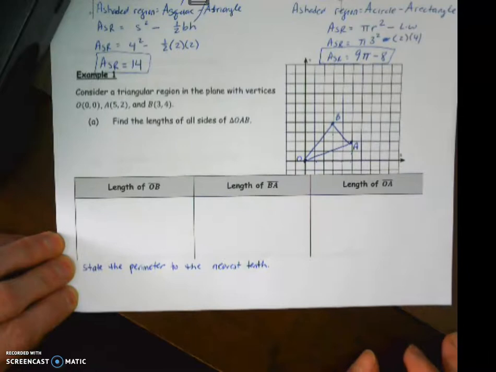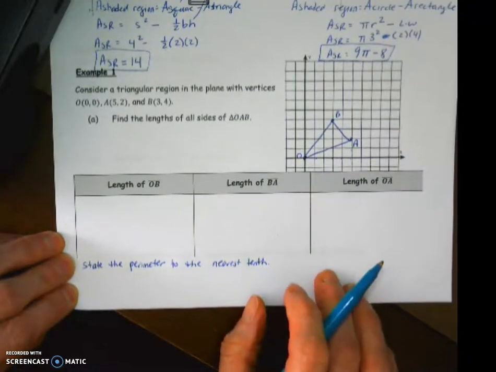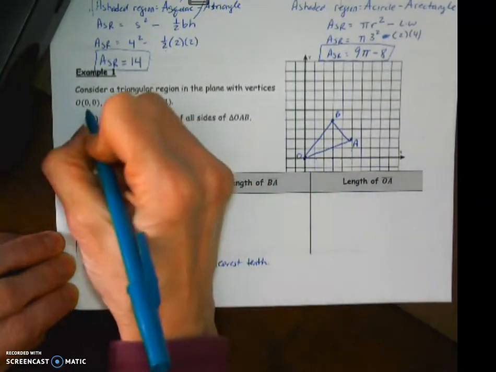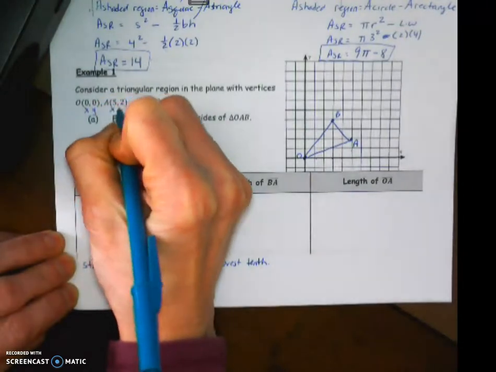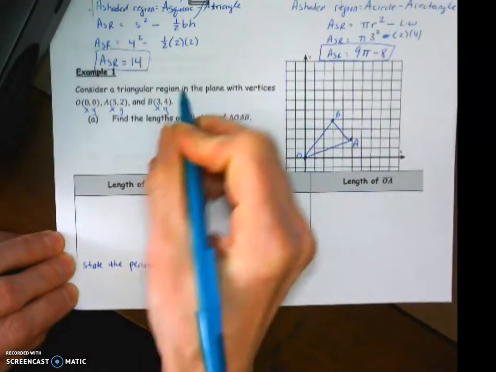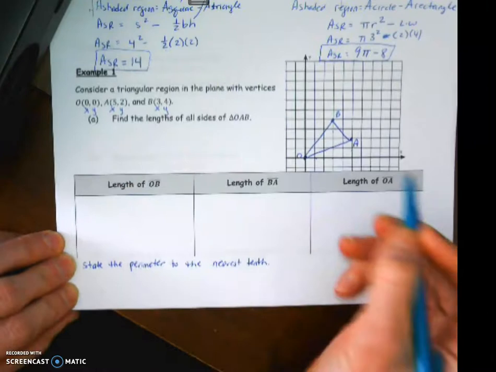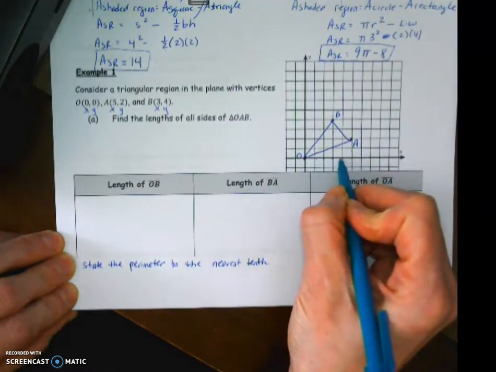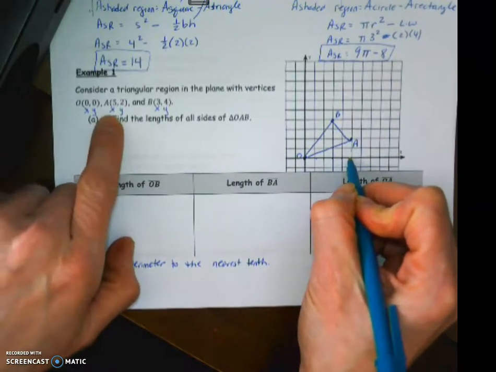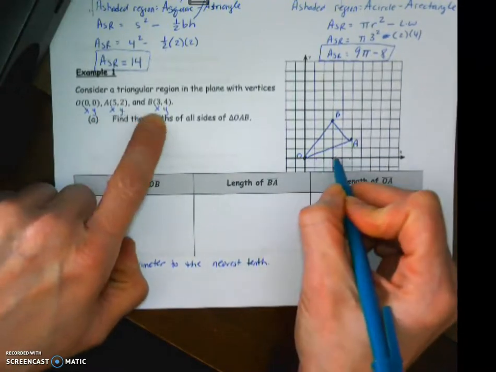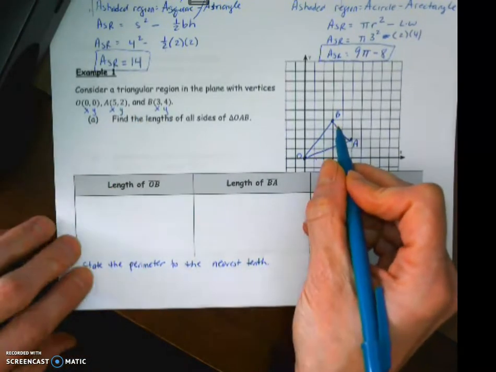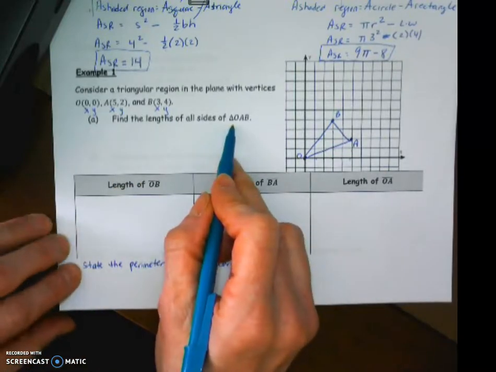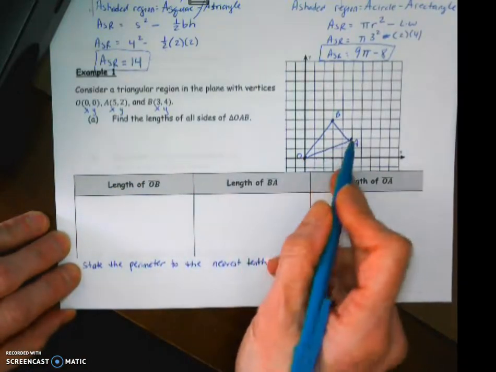For example number 1, it says consider a triangular region in the plane with the following vertices. So remember, if you're having a problem graphing, you can always put x and y. X goes under the first coordinate and the y goes under the second coordinate. So you're going to plot all your points. So you go over 5 on the x-axis for A, and then you go up 2, over 3 on the x-axis, then up 4 on the y-axis. It says find the lengths of the sides of triangle OAB.